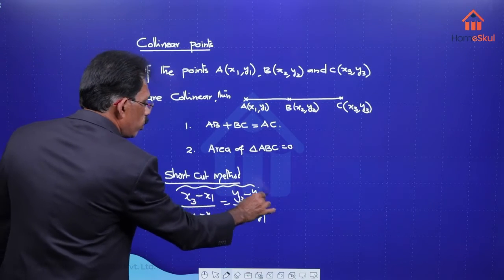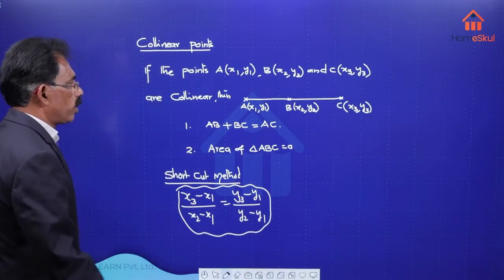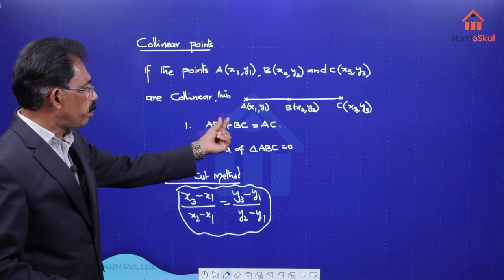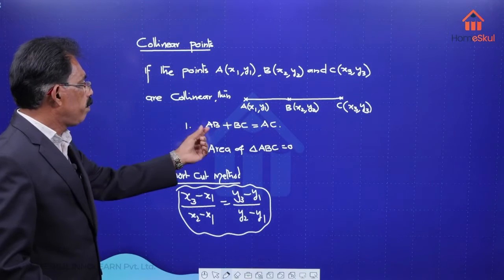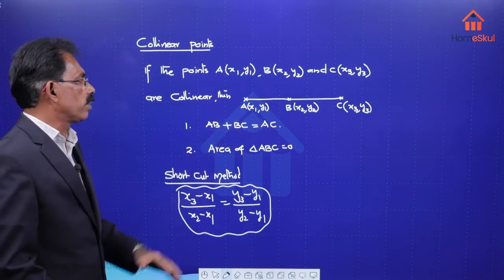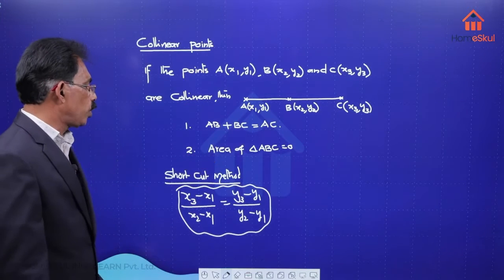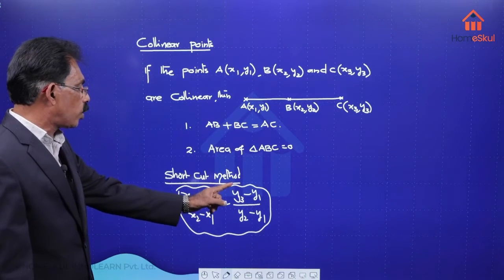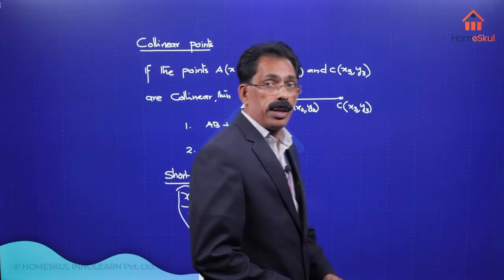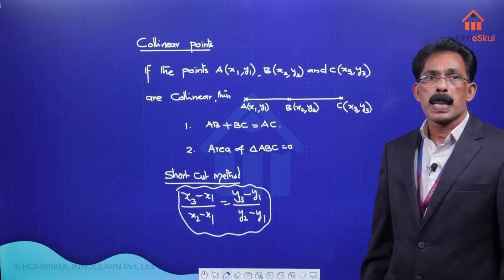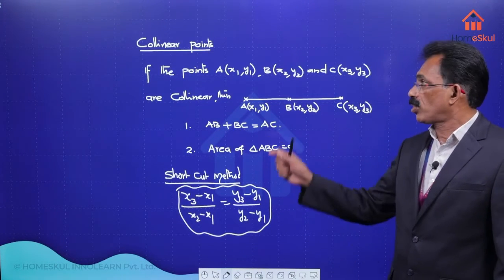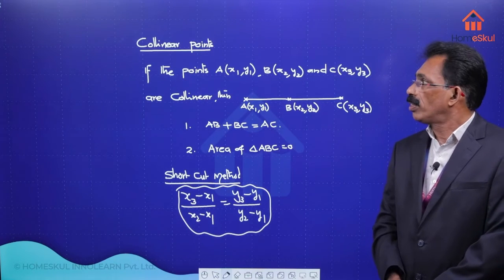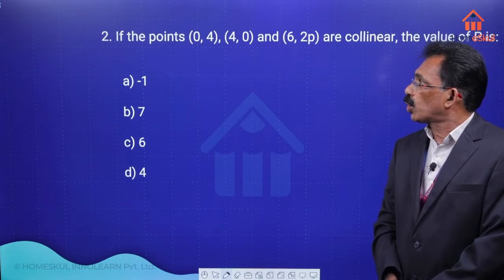Very easy to find out the values, the collinear condition. The direct method is, by using the distance formula, AB plus BC is equal to AC. Another is area of triangle ABC is equal to 0. The short method: (x3 minus x1) divided by (x2 minus x1) equal to (y3 minus y1) divided by (y2 minus y1). Please note down this formula, or otherwise take a screenshot. Or let's go to the next question.